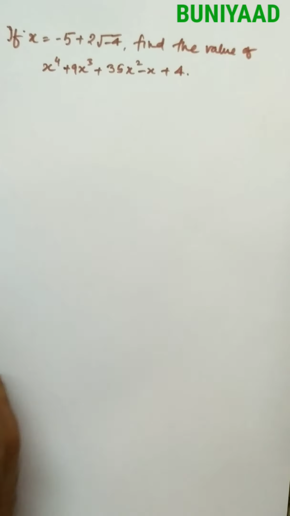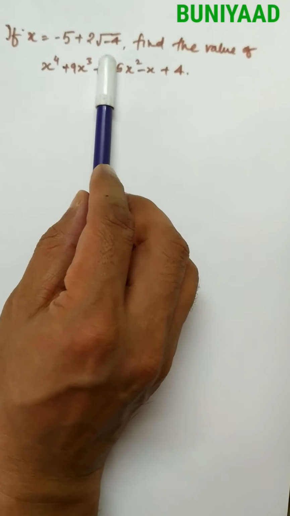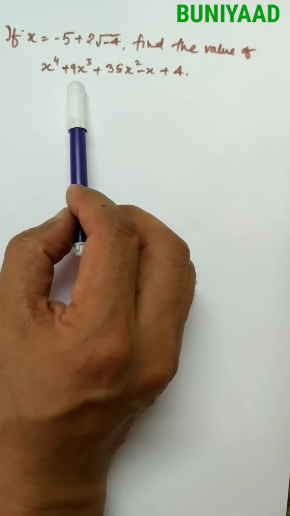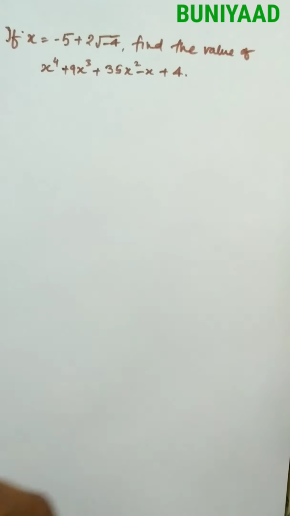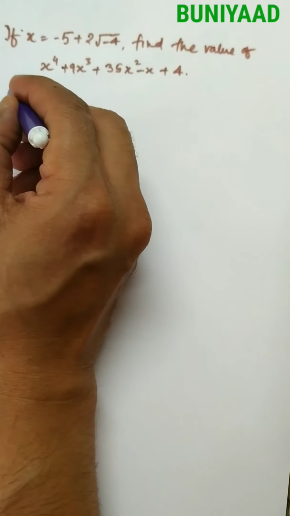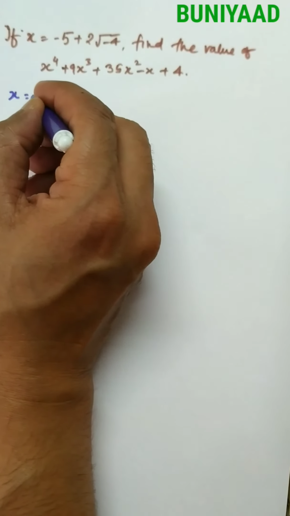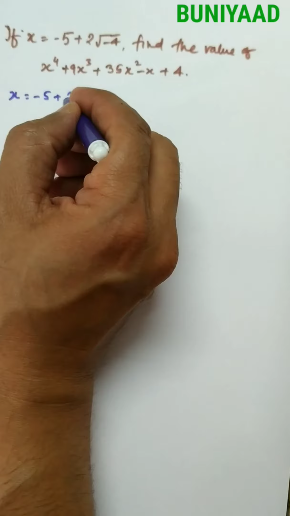The question is, if x equals minus 5 plus 2 root of minus 4, find the value of x raised to power 4 plus 9x cube plus 35x square minus x plus 4. This is a very important question, guys. So you can say this is x equals to minus 5 plus 2.